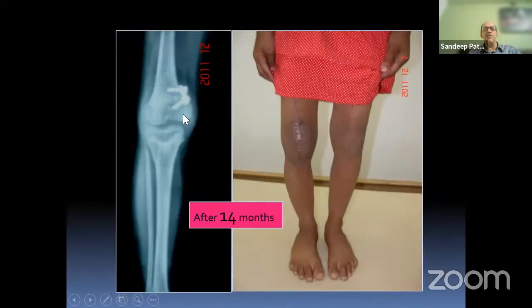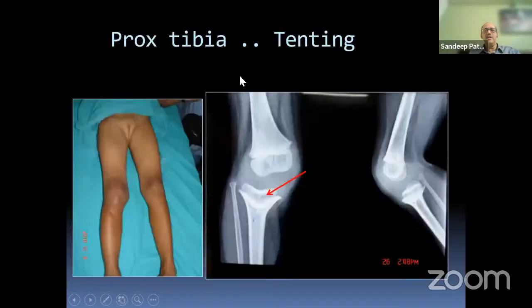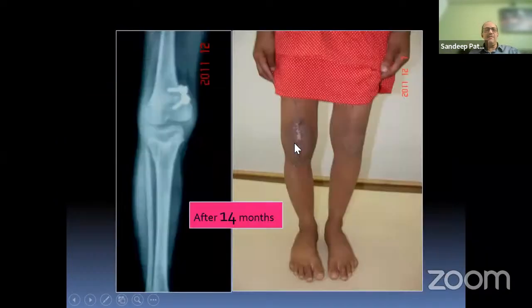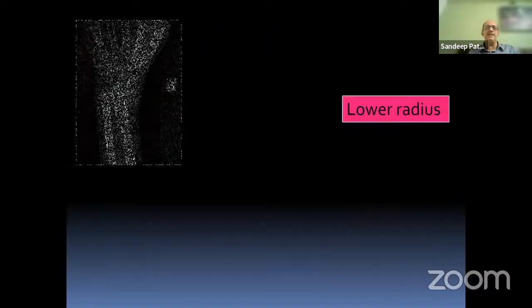And I did a growth modulation for the distal femur. Okay, because this was going into valgus, I stopped growth here, and we got a decent control. This was a 14-month follow-up, and the child was doing quite well at last follow-up. So this was an intra-articular open surgery and quite a large surgery.